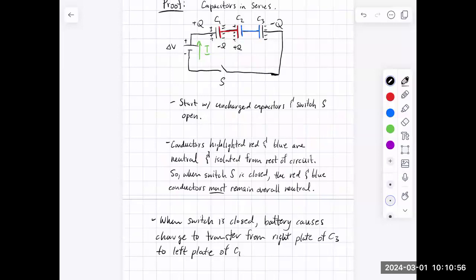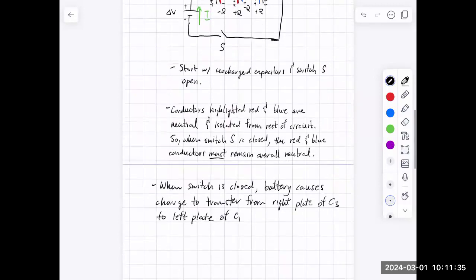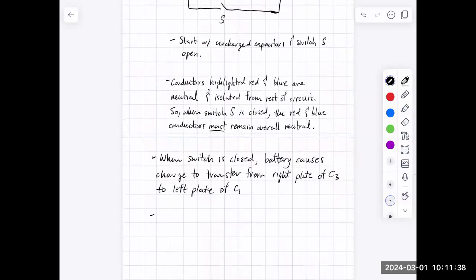The same thing happens for the blue conductor. The blue conductor sees all this negative charge accumulate on its right-hand plate. That repels electrons in the blue conductor, so they move towards the left, and so we'd get some negative charge over here, and that's going to leave behind excess positive charge on the right. So we'd end up also with plus Q here and minus Q here. So one result of a series combination of capacitors is that every capacitor carries the same charge, plus or minus Q.